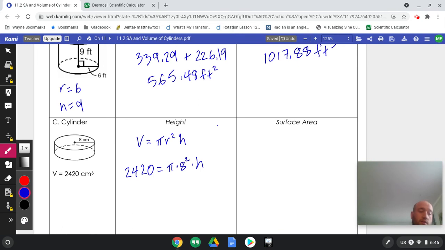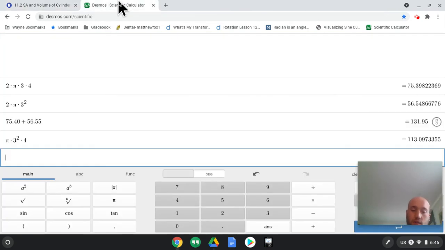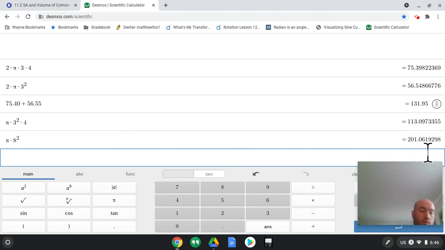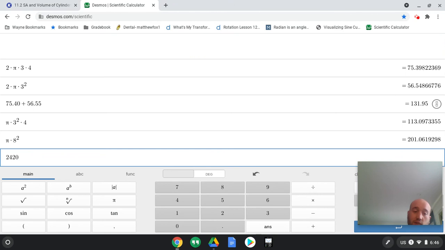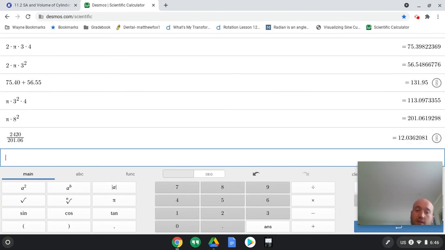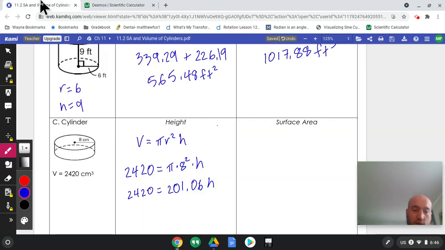Okay, and if we do this, so pi times 8 to the second, 201.061. So 201.06h, and then all we got to do is divide. So 2,420 divided by 201.06, and you can see we get 12.036. So if we round, 12.04. So the height of this shape, this cylinder, 12.04. If we label that, it's just going to be cm, right? Centimeters. Height is a distance.